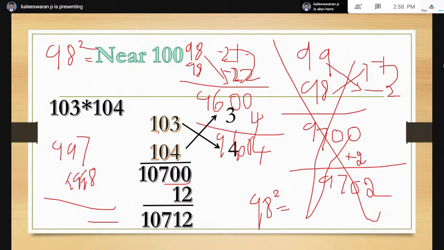103 into 104. What is the first step? Compared to 100, the first number is plus 3 and the second is plus 4. So do the addition process in cross direction. 103 plus 4 equal to 107. Then you need to add two zeros. And the final step is 3 into 4 equal to 12. Don't add the numbers, 3 plus 4 equal to 7. 3 into 4 equal to 12. So the final answer is 10712.